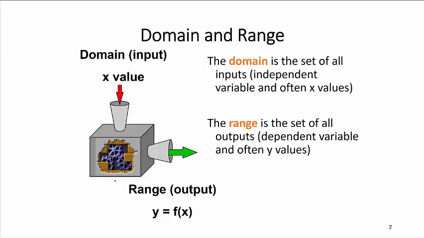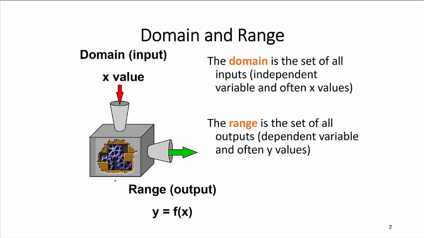As we discuss functions, it's important to talk about domain and range. These are important vocabulary terms that we use to describe the inputs and outputs of a function. The domain is the set of all inputs, often associated with the x values, and the range is the set of all outputs, often associated with the y values.